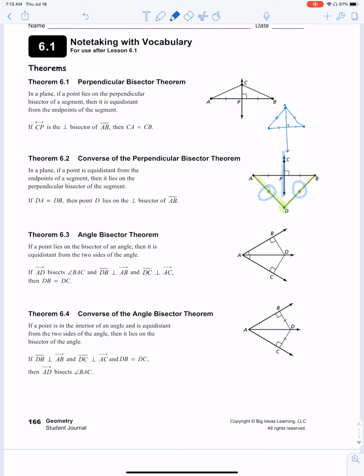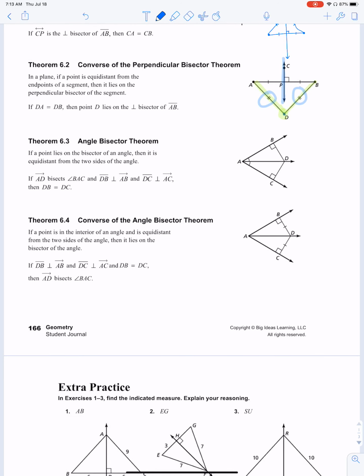So that's the reverse. The perpendicular bisector theorem is if a point lies on the perpendicular bisector, it's equidistant from the endpoints. The converse is opposite. If a point is equidistant from the endpoints, then it lies on the perpendicular bisector, okay?